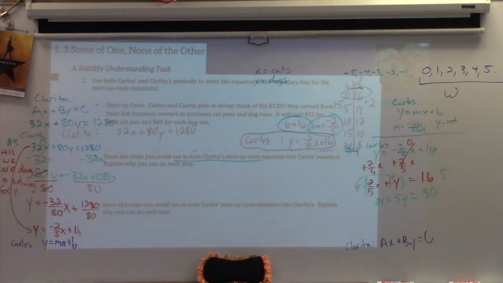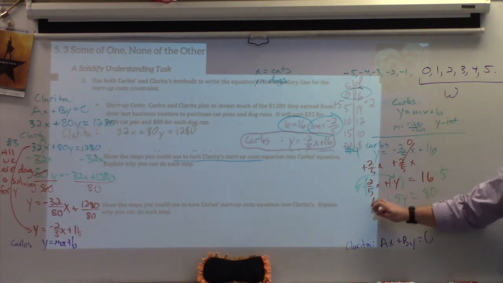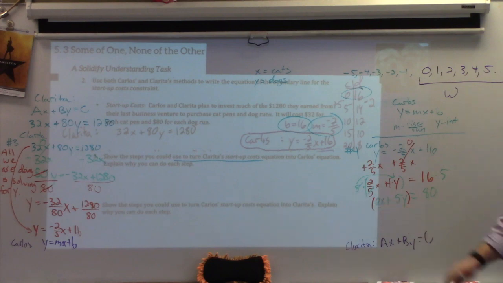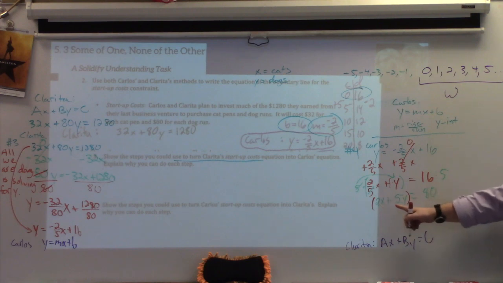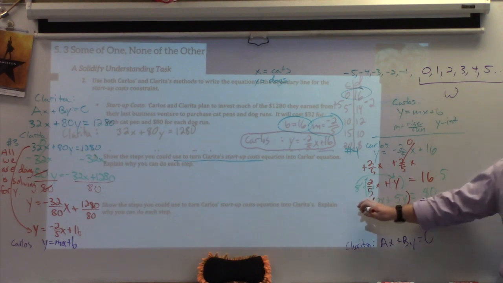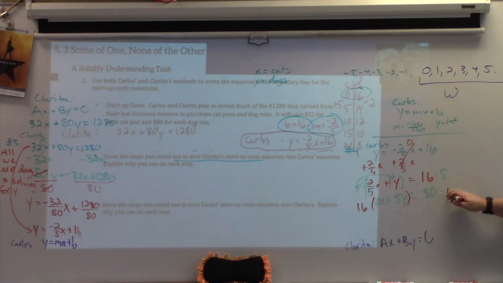Now, because we want Clarita's equation, what do I need to do to the 2x, to the 5y, and to the 80 to get it up to the numbers it's supposed to be? Well, what could you multiply by 2 to get 32? You said 16. Yeah, 16, right? Anyone want to guess what 5 times 16 is? 80. And what 80 times 16 is? 1,280. Like the math knows.